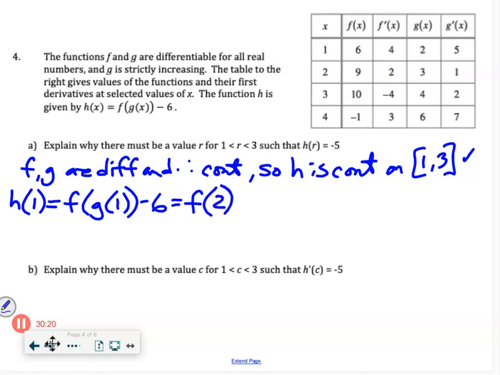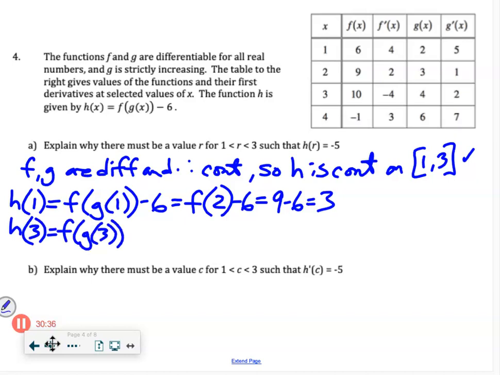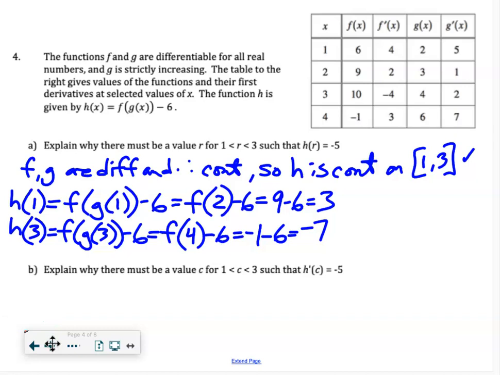This is f of 2 minus 6. What is f of 2? 9 minus 6. H of 1 is 3. H of 3 is f of g of 3 minus 6. What's g of 3? 4. This is f of 4 minus 6. What's f of 4? Negative 1 minus 6. Negative 7. Does negative 5 fall in between those two? Yes. But be careful how you write this.